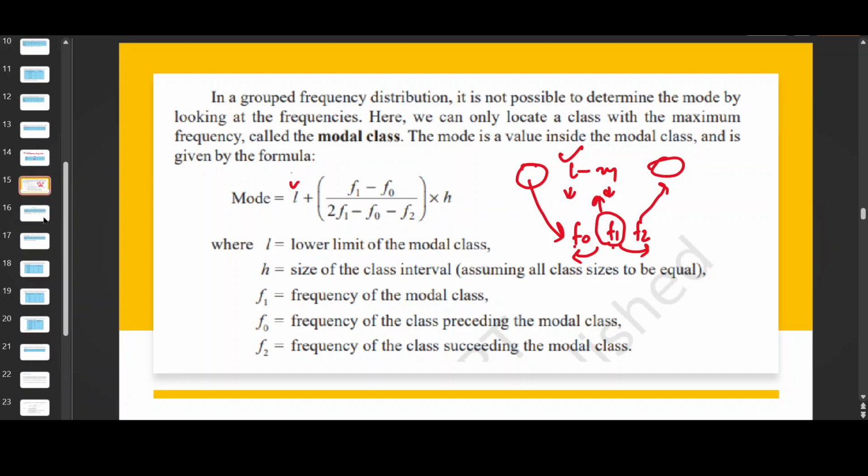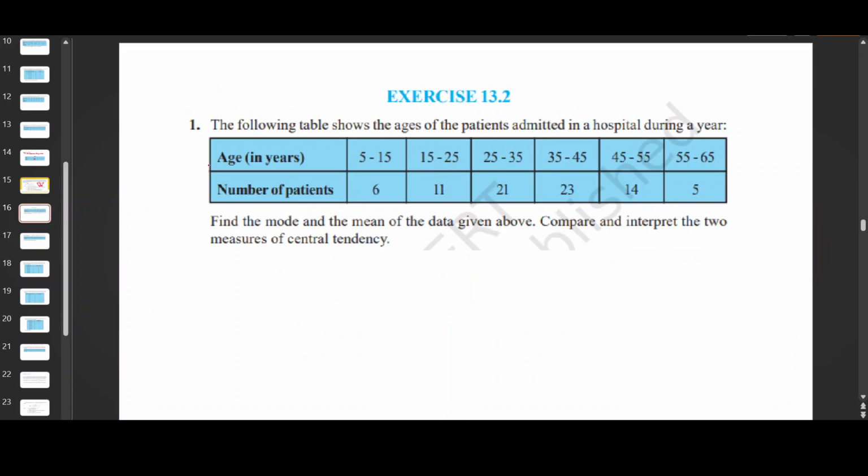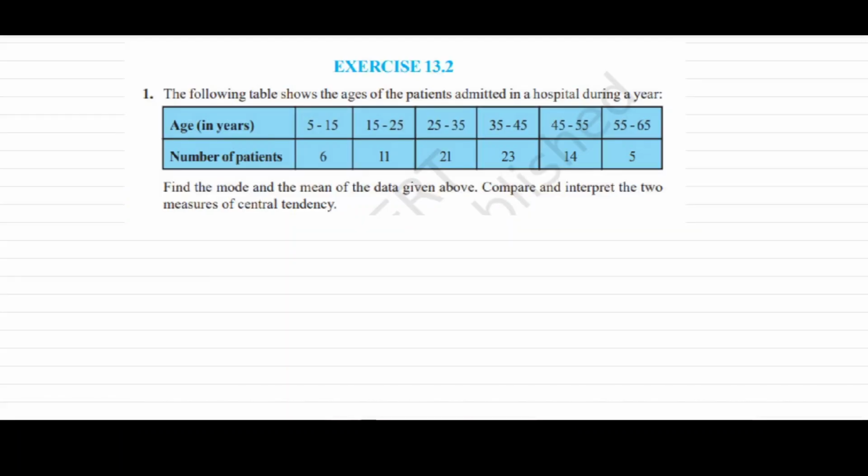Now we will try to understand mode by solving this exercise 13.2. So let's start. Look at this question here. The following table shows the age of the patients admitted in a hospital during a year. Here age in years is given, and here the number of patients is given.